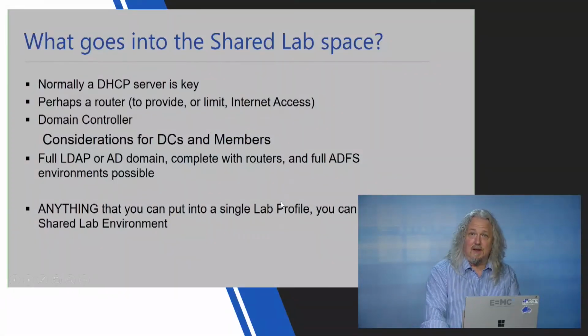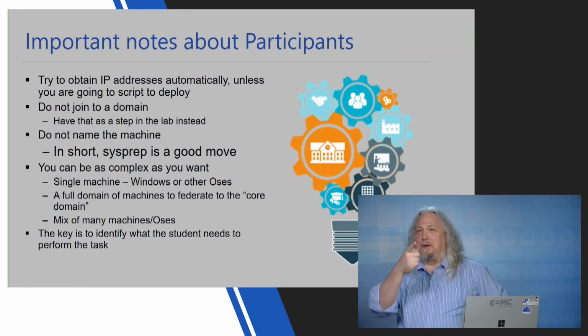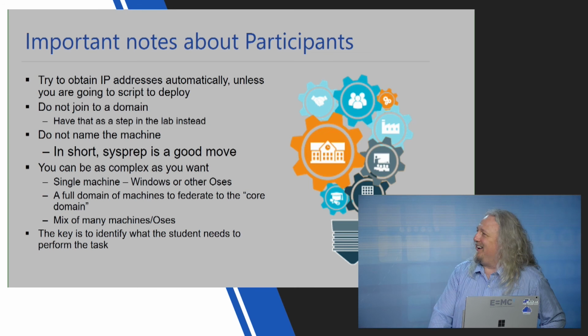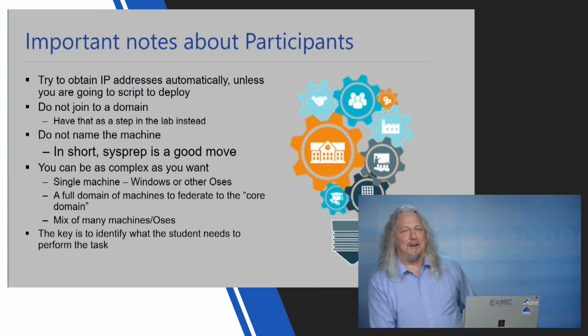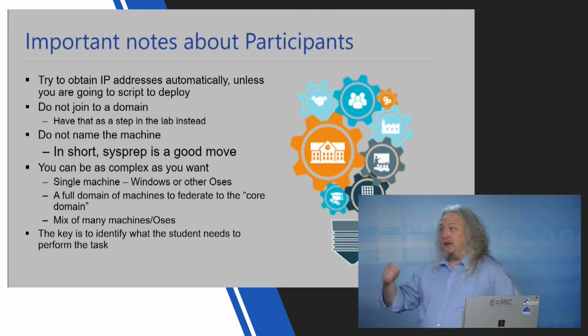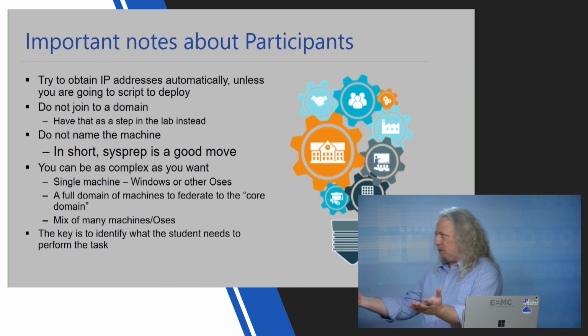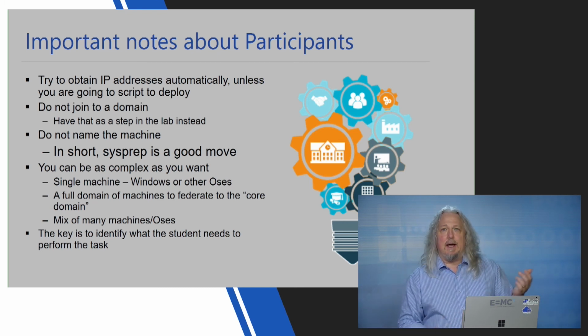So I think if we take a look at the slides, yes, we should have probably looked at this slide before I showed this. The first thing on there is try to attain an IP address automatically unless you're going to script. Don't join to the domain. Using sysprep is always a good move on a Windows machine. It's not required necessarily for Linux.